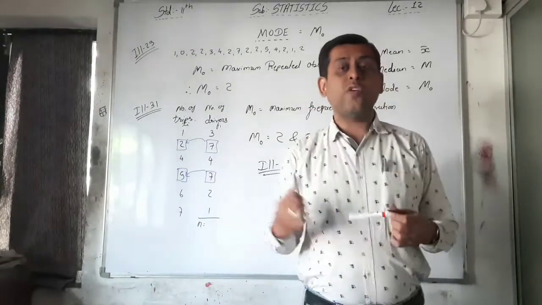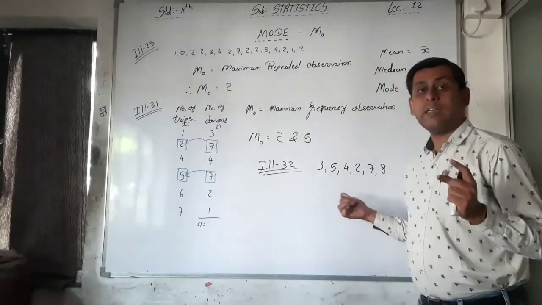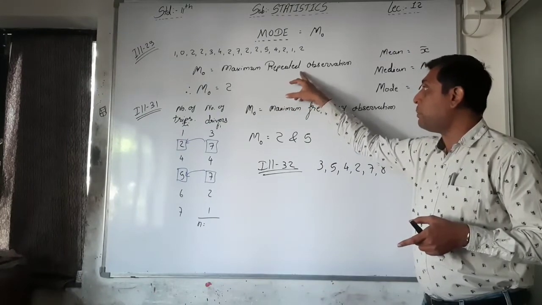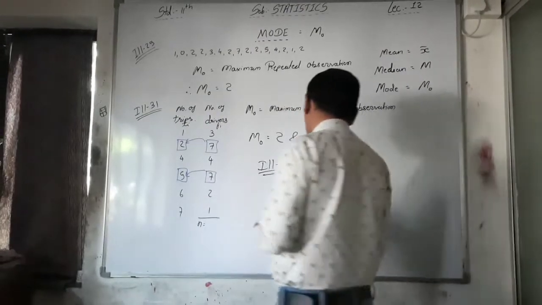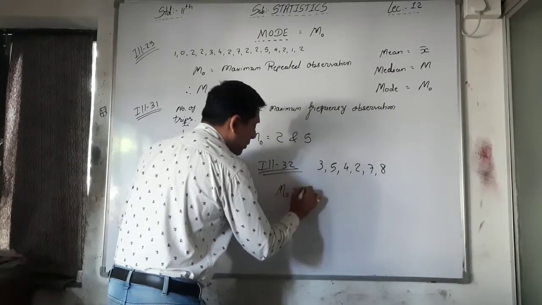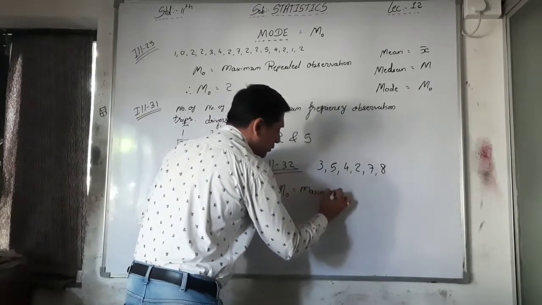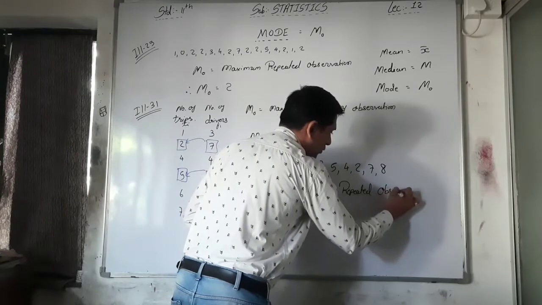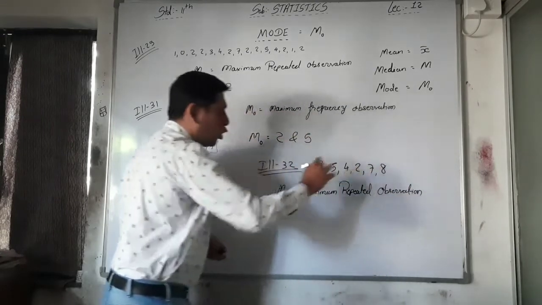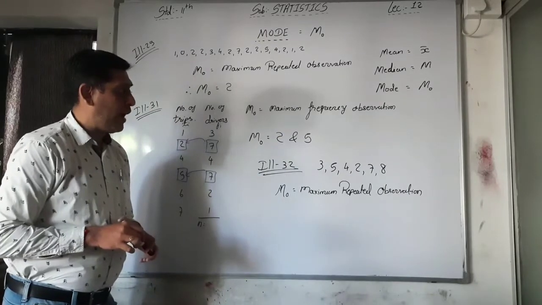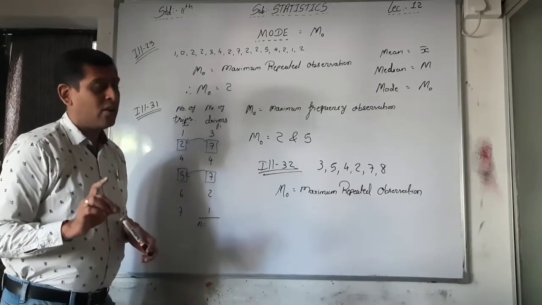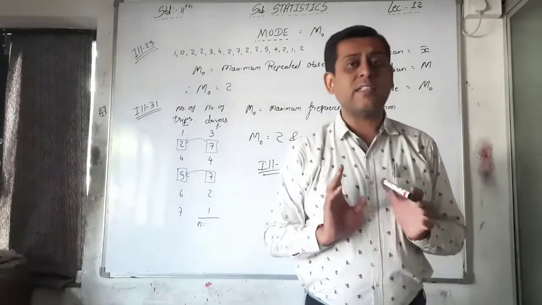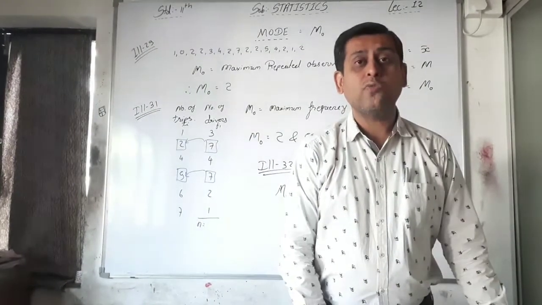Right? Here, which type of data is that? Here it is an ungrouped data. Right? And what is the formula for ungrouped data? Maximum repeated observation. Right? For that, here Mo is equal to maximum repeated observation. But here no observation is repeated. 3, 5, 4, 2, 7 and 8. All the observations come once in the data. Right? So here we can say that there is no mode of this data.